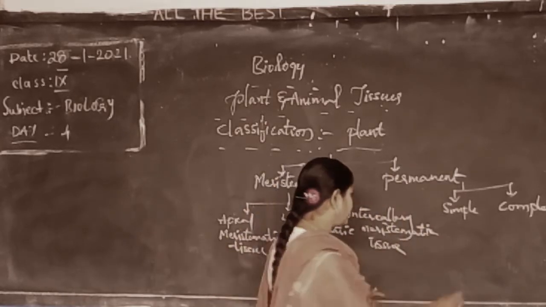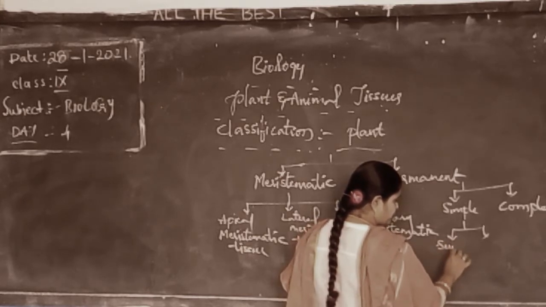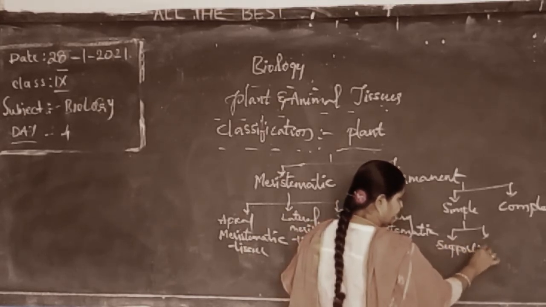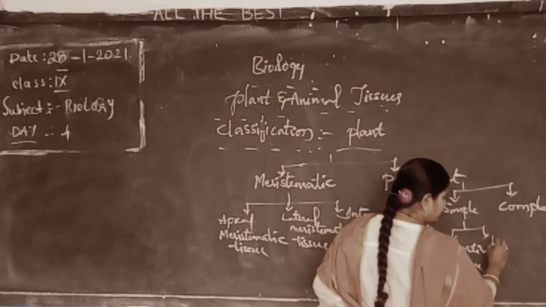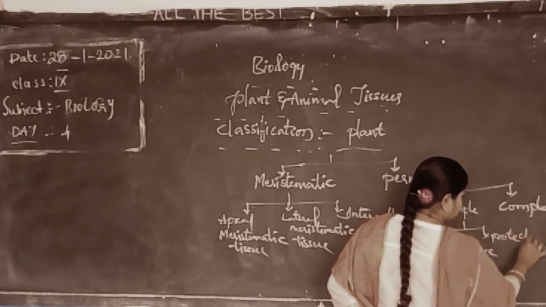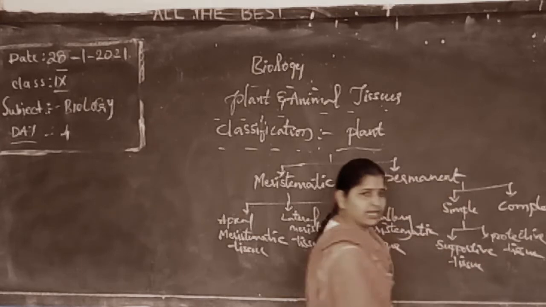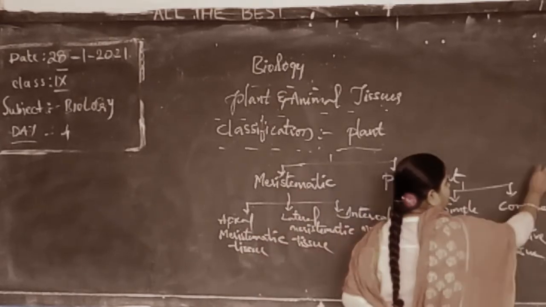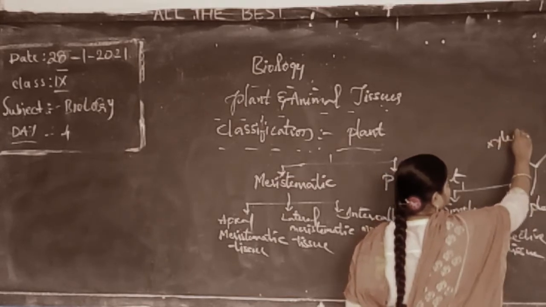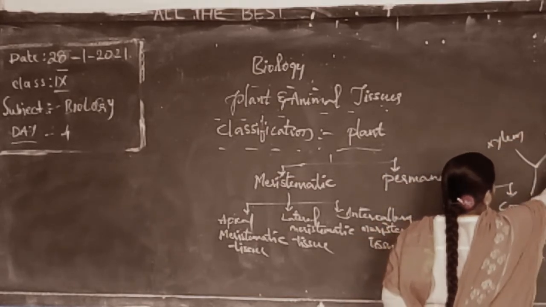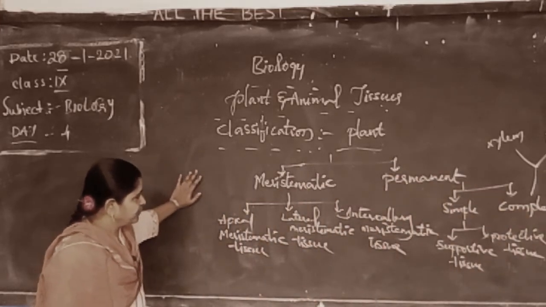Under this simple tissue and complex tissue, again it is divided into supportive tissue and protective tissue. Then again this complex tissue is classified into two types. That is xylem tissue and phloem tissue. These are the major categories we have seen under the plant tissues.